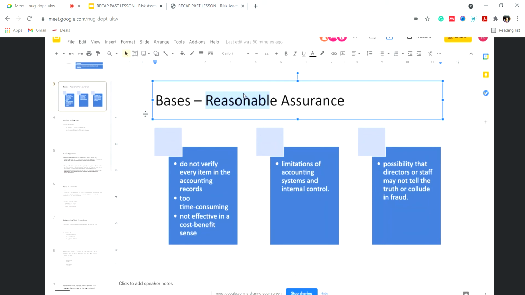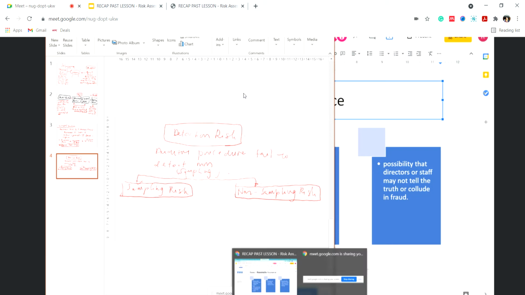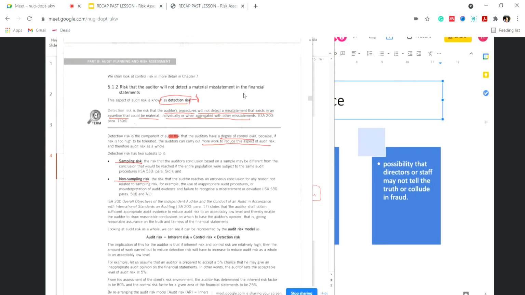When the auditor does audit sampling, it involves the auditor choosing the sample. So there will be two types of risk: one is sampling risk, another is called non-sampling risk. Sampling risk is the risk related to the sample chosen.